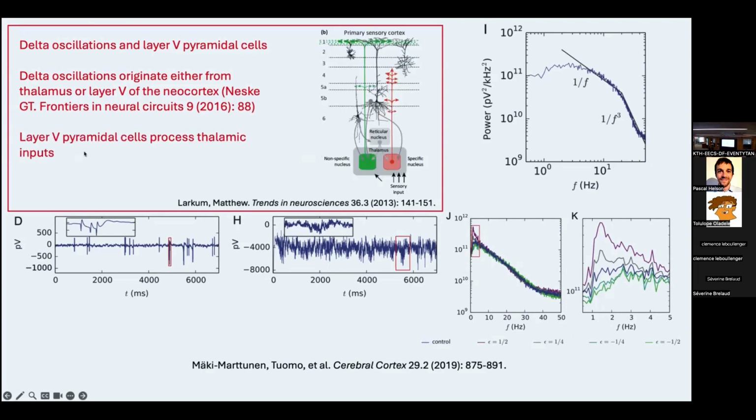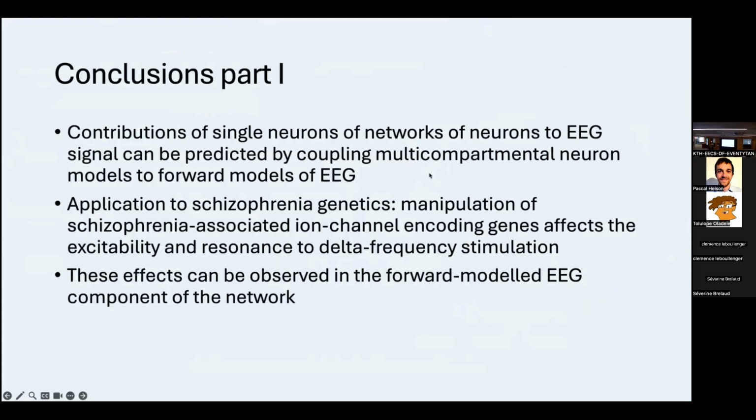But also, if they originate from the thalamus, we know that layer 5 pyramidal cells post-process these thalamic inputs, and if there's highly oscillatory activity in the delta range in the thalamus, then it should reflect also on the inputs and output of these layer 5 pyramidal cells. Then the layer 5 pyramidal cells are in a position to strengthen or mediate this EEG signal, and maybe also the differences that are seen between schizophrenia patients and healthy controls.